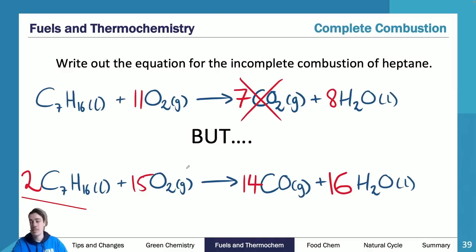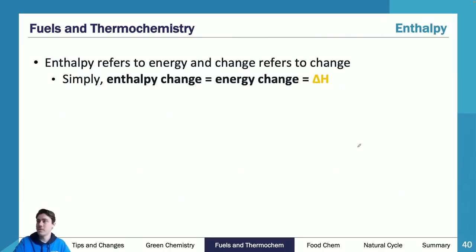Even if your teacher says, oh, I don't mind, I'll accept it because you've balanced it. It's not acceptable in my eyes, and it's not acceptable at a level above VCE, which is what you should be aiming for. You should always be aiming to go as high as you can. So please make sure you do not do fractions or decimals. So it's there, that's incomplete combustion. So then we need to look at a concept called enthalpy.